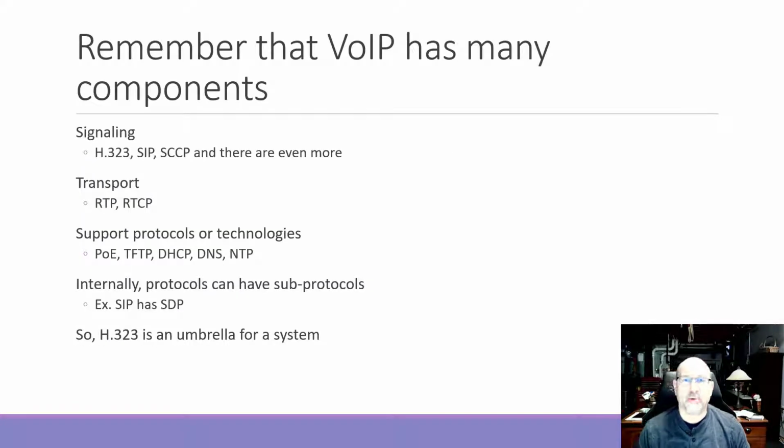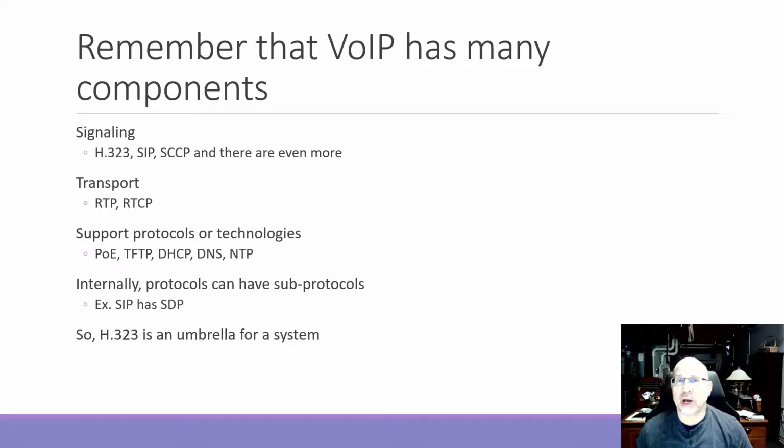Now, to start with, we should probably remember that VoIP has many, many components, and H.323 is just one of them. H.323 sort of falls into the category of signaling protocols. So there we normally talk about H.323, we talk about SIP, we talk about SCCP or SCINI, but there are even more signaling protocols. Now, every VoIP call eventually winds up sending voice transmissions back and forth, and so we use RTP for that, the transport protocol, and then we use RTCP to send us telemetry data about the RTP stream. But of course, there are lots and lots of support protocols that go along with that.